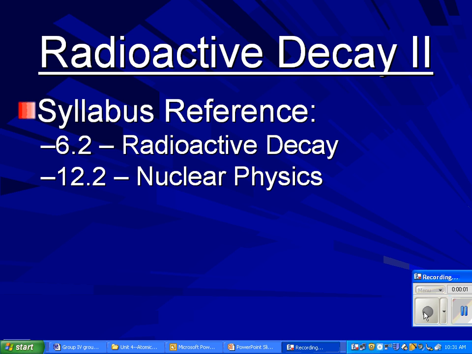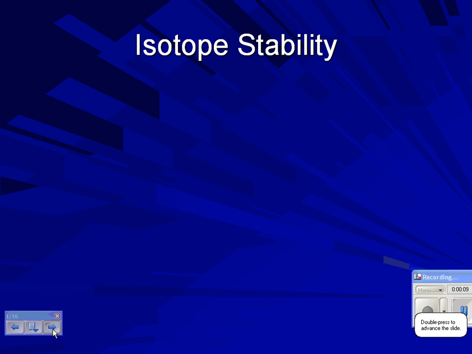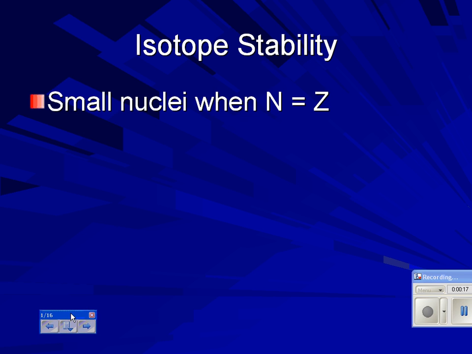Decay, and kind of tie this stuff together in terms of what goes on at a larger level. So this is a little bit of review, guys. We talked about what makes an isotope stable versus unstable, and in the smaller nuclei, a small nucleus will tend to be stable if the number of protons and the number of neutrons are equal. Okay.